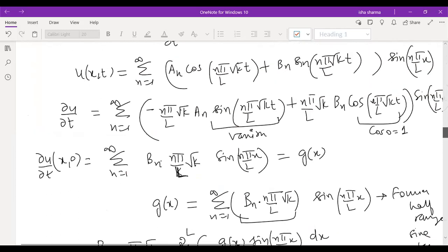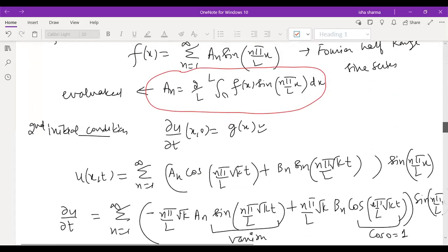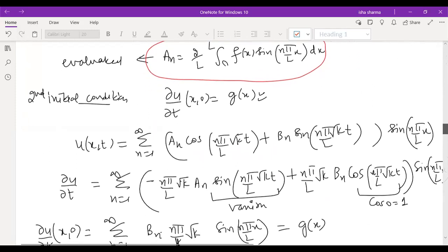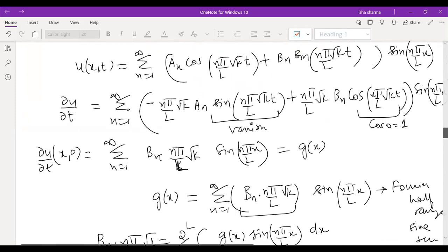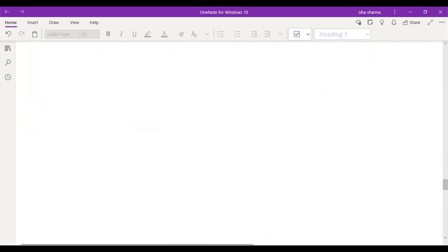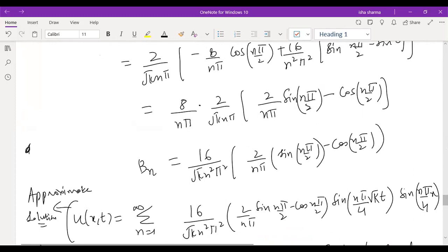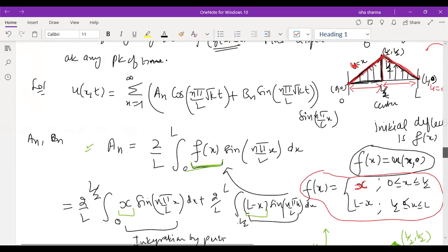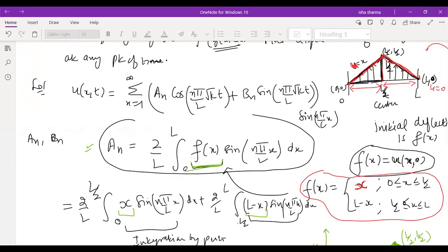Yes, so when you substitute the initial condition, meaning you substitute t equal to 0, then only one variable x remains. In that case, it becomes a function of just one variable, then it is a Fourier series. So then we can use the an. So this Fourier series is formed when you substitute some particular value for time.